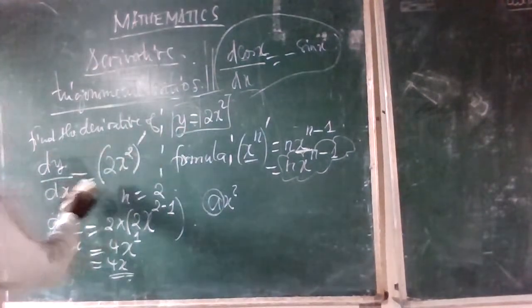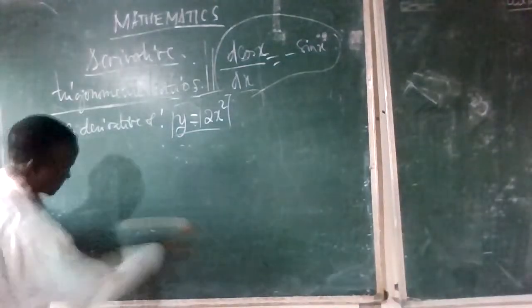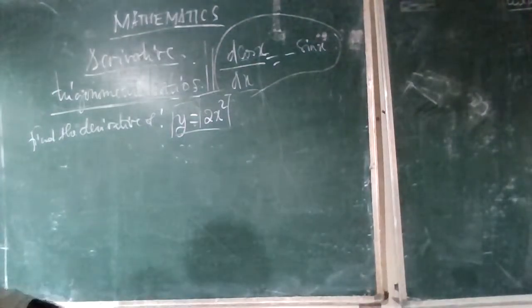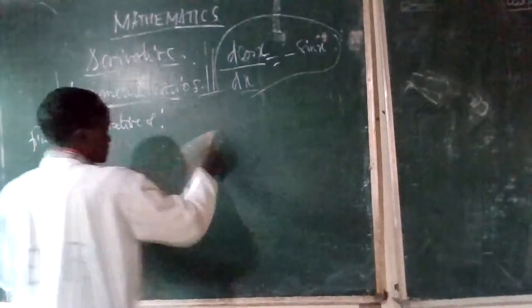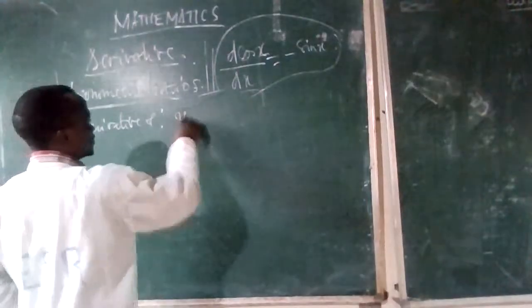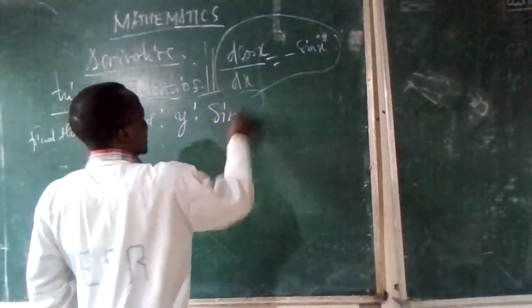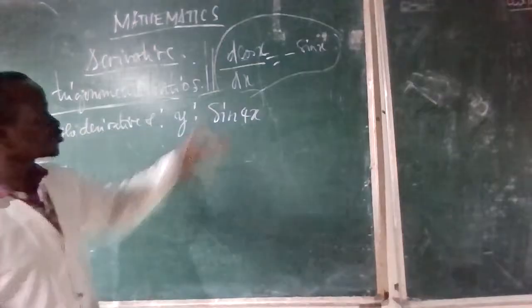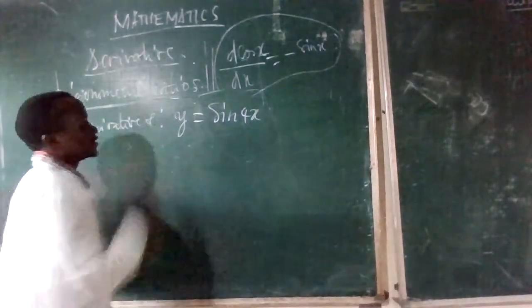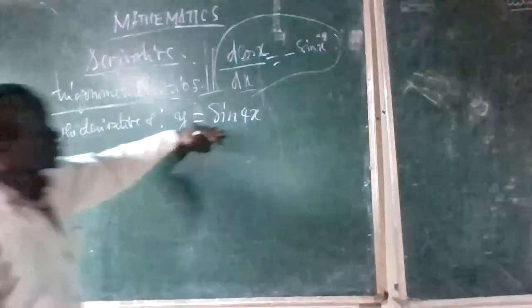Concerning this derivative also, for example, let's find the derivative of y is equal to sine 4x. So now we are going to find the derivative of this trigonometric equation.